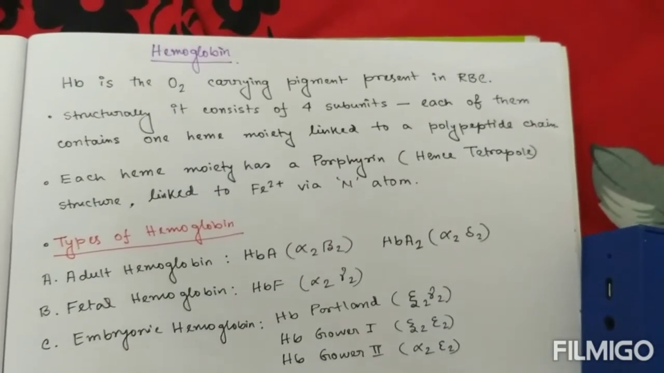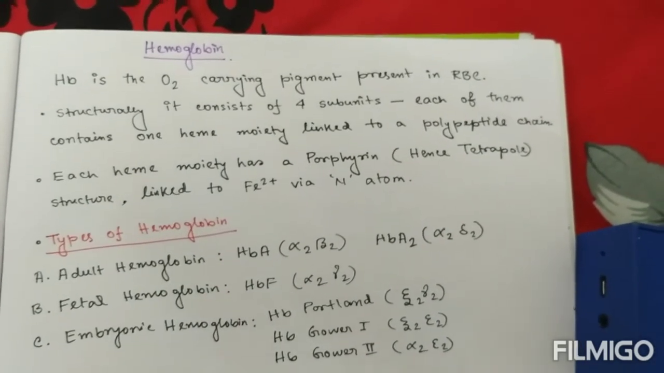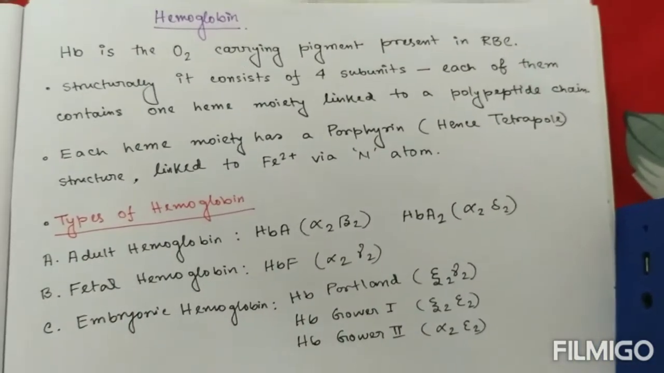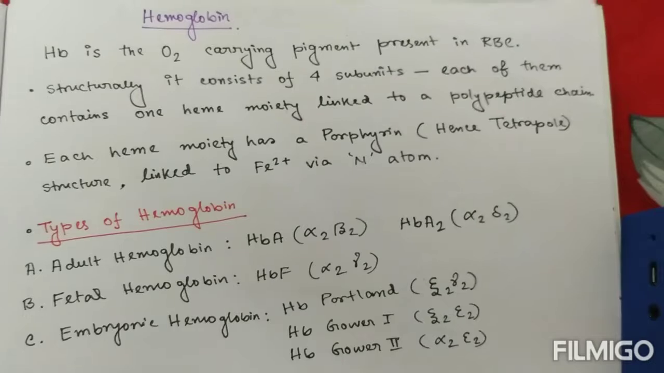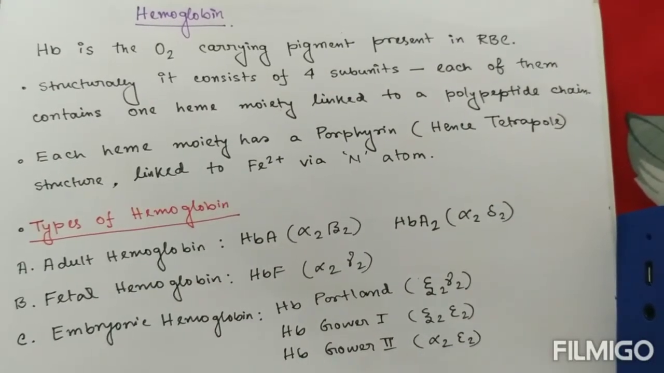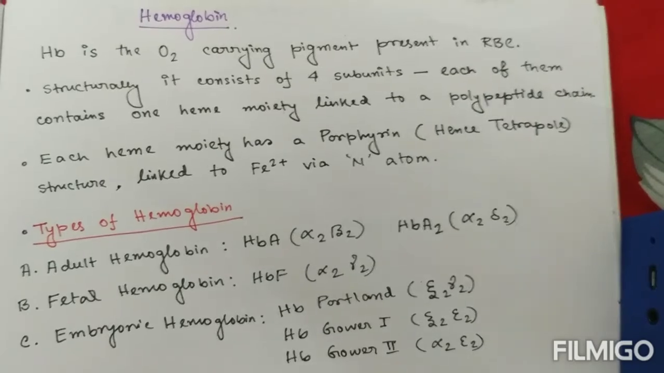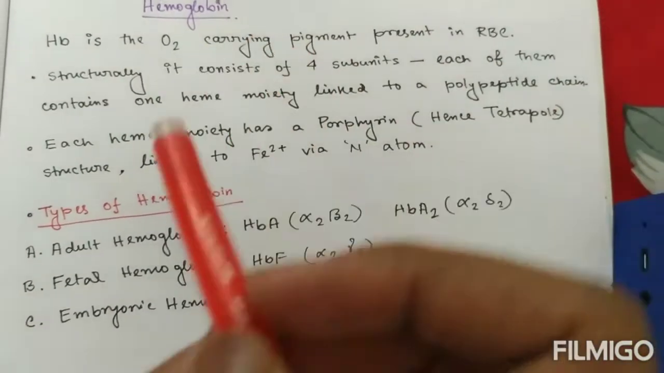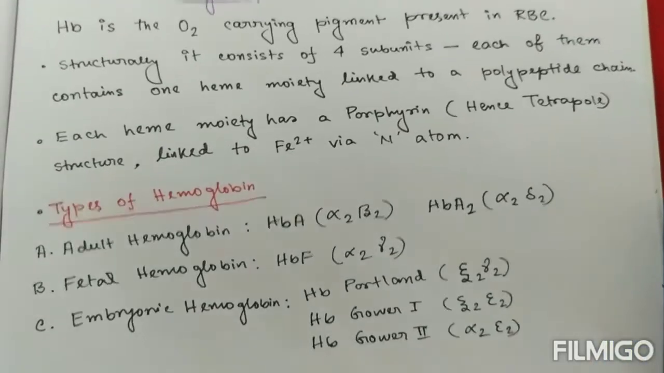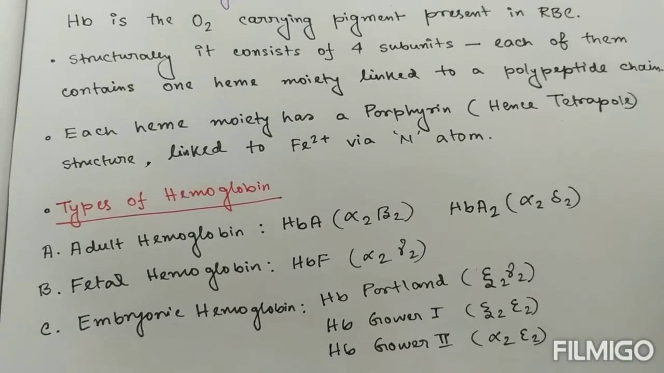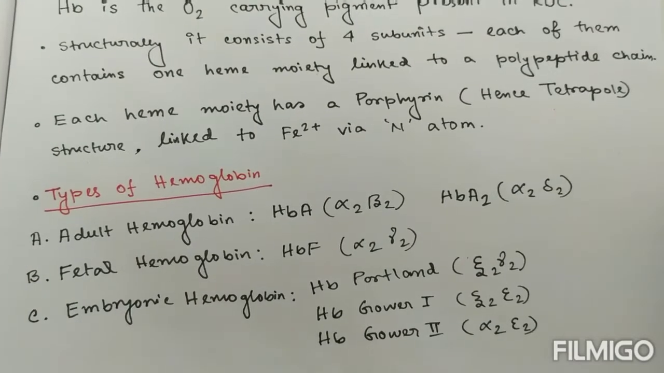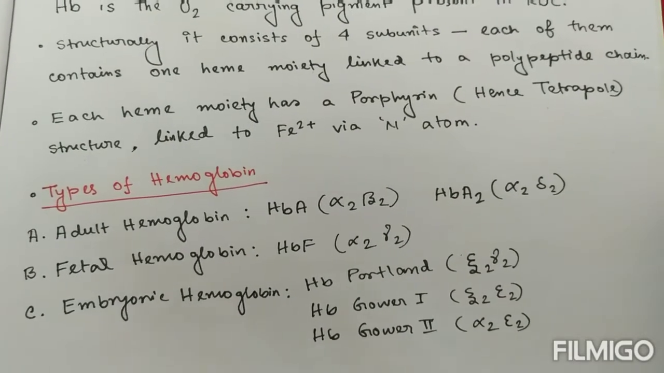Blood gives red color due to the higher concentration of RBCs and thereby higher concentration of hemoglobin. Anyhow, we will here see the structure of hemoglobin mainly. Structurally, it consists of 4 subunits. Each of them contains one heme moiety linked to a polypeptide chain. And each heme moiety has a porphyrin structure, and thereby the tetrapyrrole structure is constituted. And each heme moiety is linked to an iron atom via N atom.